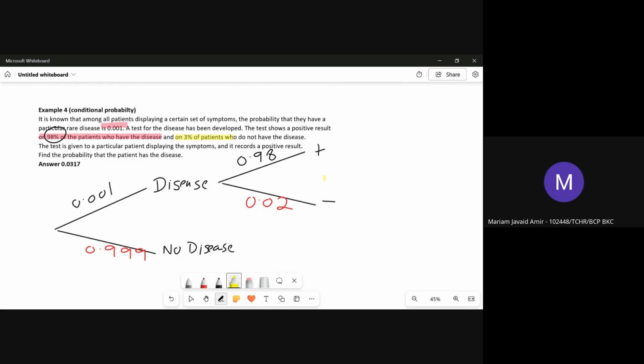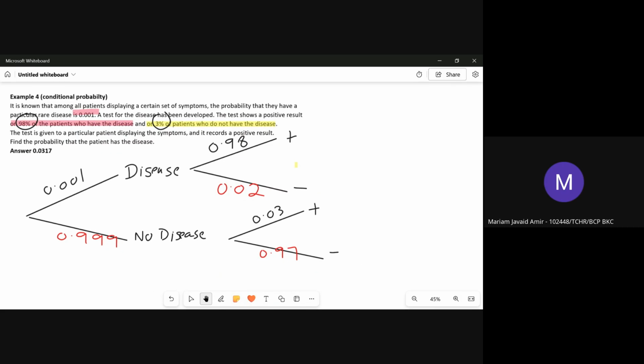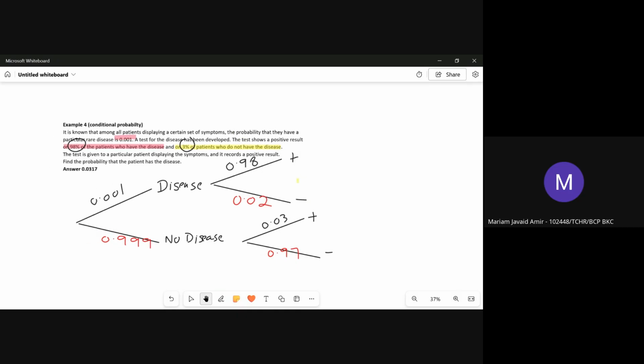And on 3% of patients who do not have the disease. अब अगर disease नहीं है तो positive आने का result का positive आने की probability 3% है. That means 0.03. Which means you'll also write that negative आने की probability है 1 minus 0.03, which is 0.97. So some information would be given to you in the question. Some you will deduce on your own by subtracting the given probability from 1. Tree diagram खुद से बनेगी. They'll not give you the tree diagram.